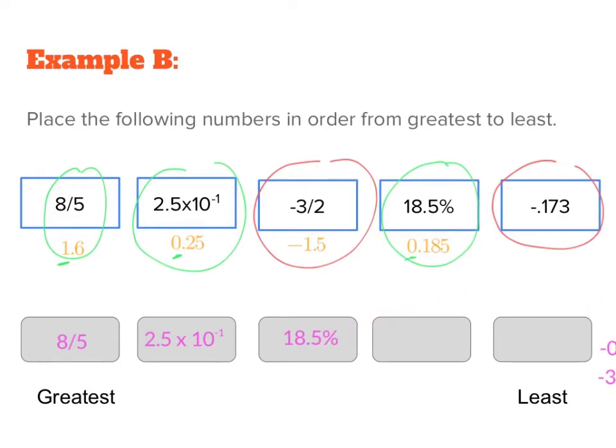So now I'm down to just my two negatives, so I've got to figure out which one is the furthest one away from 0. So I like to look at it like money. The negative 1.5 is like owing somebody $1.50, and the other one is like owing somebody 17 1/3 cents. I'd much rather owe somebody 17 cents than $1.50, so I know that one's going to be closer to 0. So my negative 0.173 is going to be next, and then negative 3/2 is going to finish it up. So I've ordered my numbers from greatest to least. Let's go ahead and take a look at practice number 1 now.